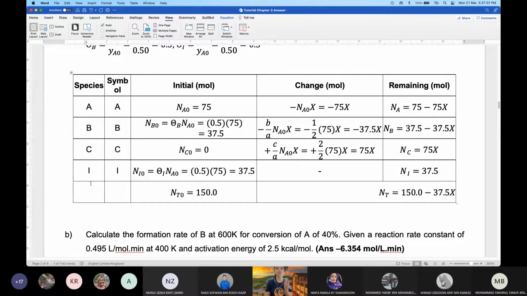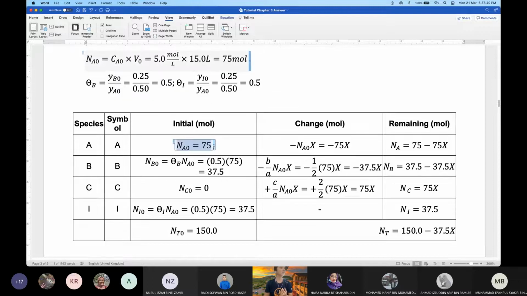Okay, so first for A. So for A and Na0, you already know, and Na0 we calculated as 75. So don't forget, write down Na0 equals to 75. Next, the change for A. A is a reactant. A will disappear or A will reduce as the reaction goes. So it becomes minus Na0X. Technically, it's minus A per A and A0X. Tetapi A per A is 1. That's why they don't write the A per A, but it's basically 1.